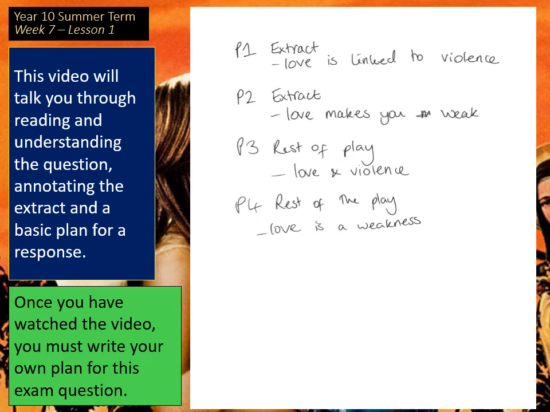The other way you could plan it is to link these paragraphs together. So when you're talking in paragraph 1 about in the extract how love is linked to violence, in that same paragraph you also talk about the rest of the play and love and violence. And the same thing with this paragraph here, in the extract love makes you weak, and then you link it in that same paragraph to love being weakness in the rest of the play. So what you end up with is fewer paragraphs, but they're longer. It doesn't matter which way you plan it, it's whichever way works for you.